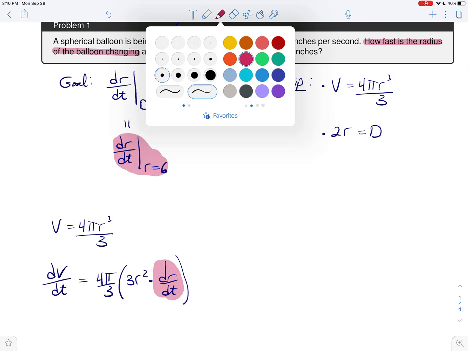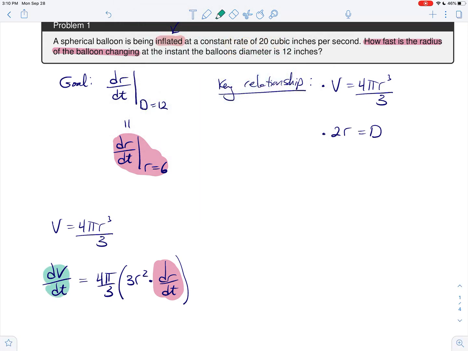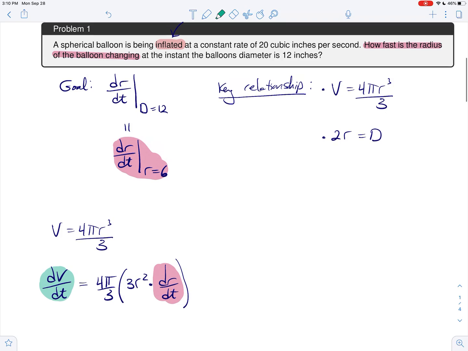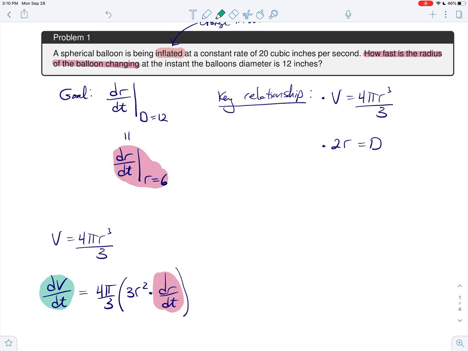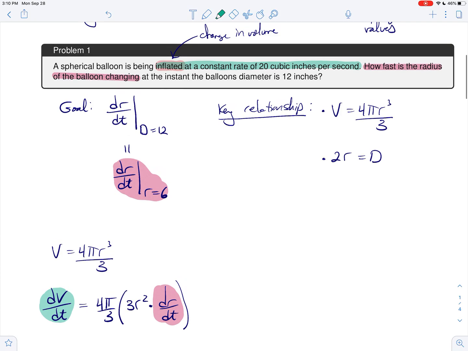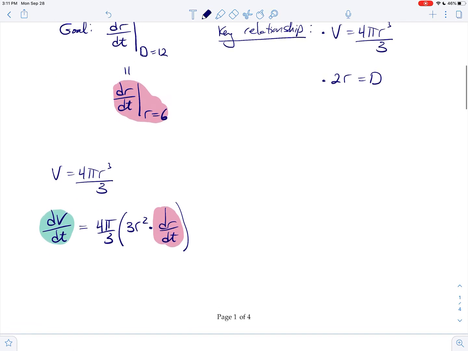I also see another rate of change. I see this dV/dt. That just shows up here. And it's an important part of the thing that I want. And I want you to look at this line. The spherical balloon is being inflated at a constant rate of 20 cubic inches per second. I want you to realize that that line that I just underlined is telling you what the rate of change of the volume is. Inflation is change in volume. This is saying that the change in volume is constant. It's never changing. It's always 20. And so you can actually plug that in. You can replace dV/dt with 20.